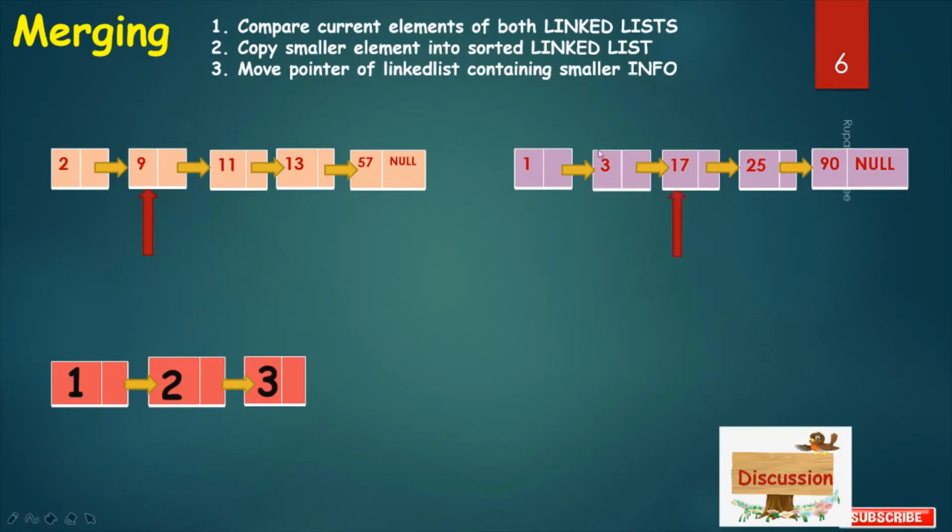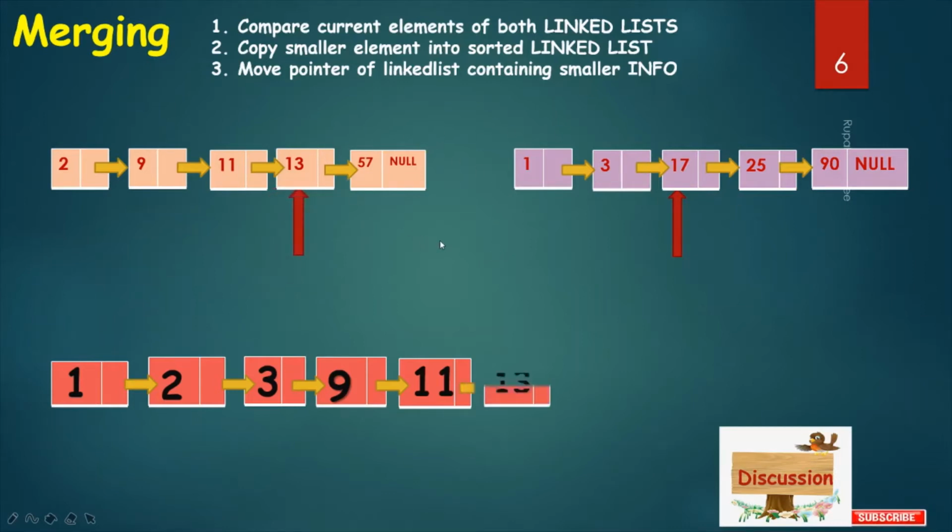Now compare 9 with 17, because 9 is less. So copy 9 here and increase this pointer. Now compare 11 with 17, 11 is less. First create one new node, copy 11 here, increase this pointer. Now compare 13 with 17, because 13 is less. First create one new node, copy 13, because I copied from the first linked list, so I have to increase this pointer. Now compare 57 with 17, because 17 is less, first create one new node, copy 17, increase this pointer because I copied from the second linked list.